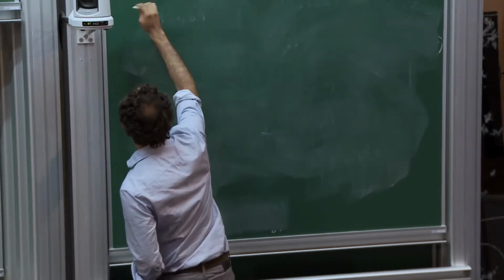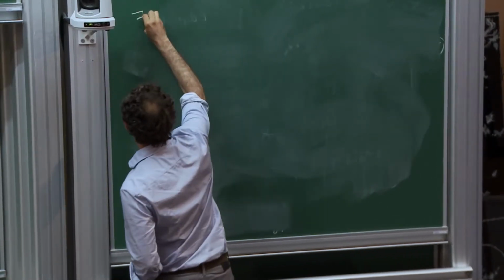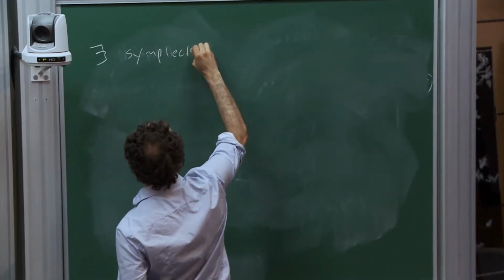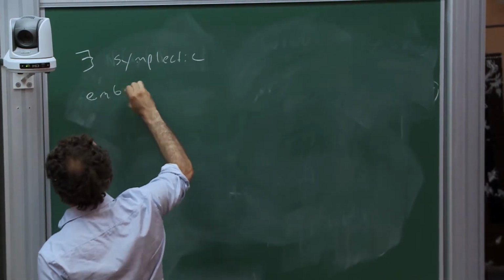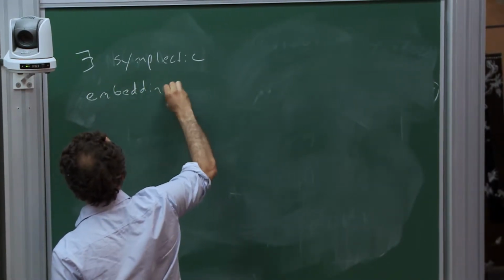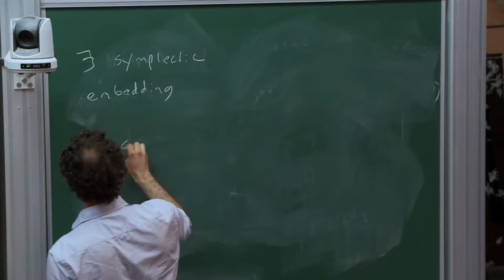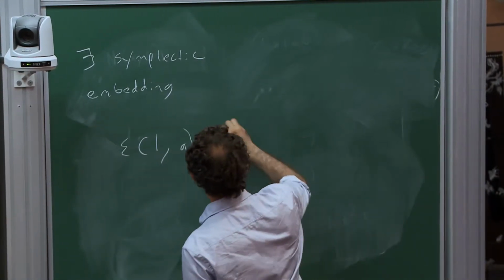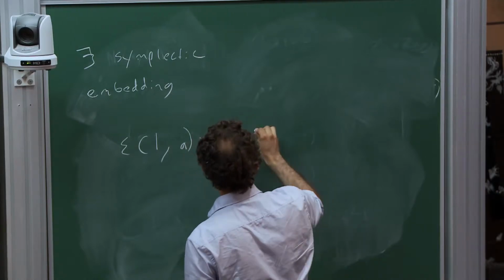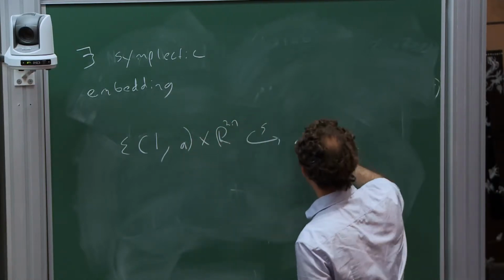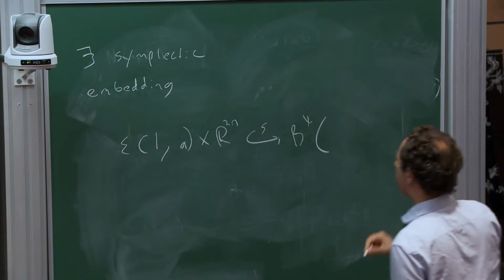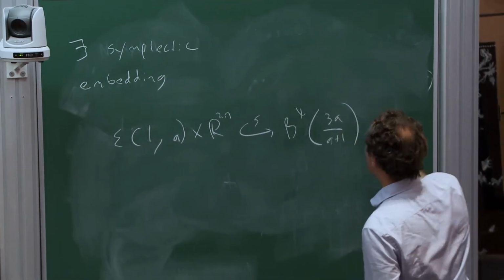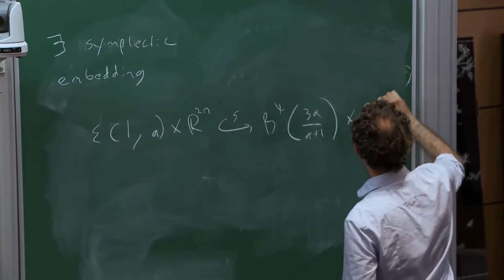Okay, so Hind has shown that there is a symplectic embedding from an E1A cross R2N into a 4-ball of size 3A over A plus 1 cross R2N.